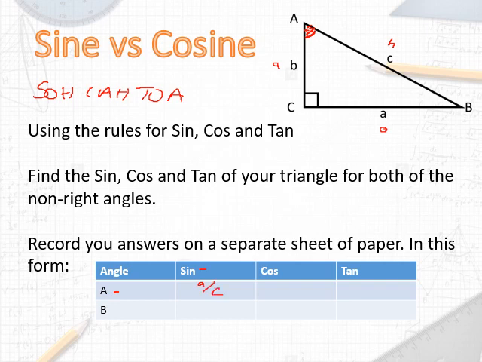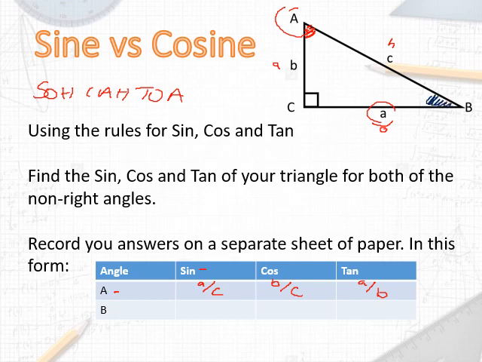Make sense? Cos of angle A would be adjacent over hypotenuse, so that would be lowercase b over c. And tan of angle A will be the opposite, which is lowercase a, over the adjacent, which is lowercase b. Notice that lowercase a is opposite corner A, or point A. And that's the way you should be setting up your triangles. The lowercase letter should be opposite the point with the same letter.